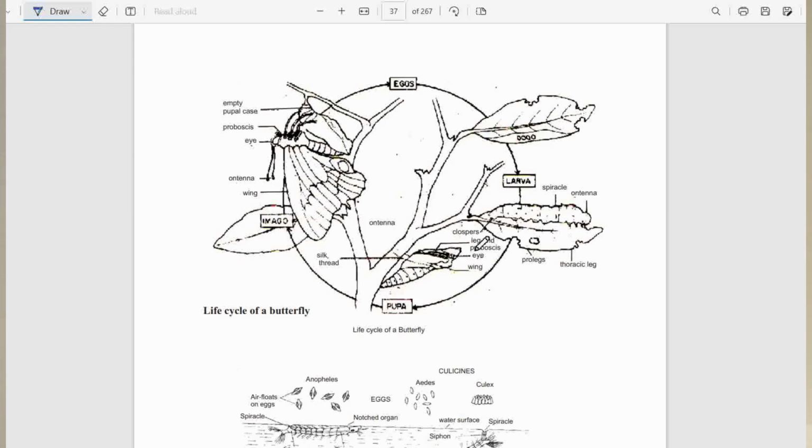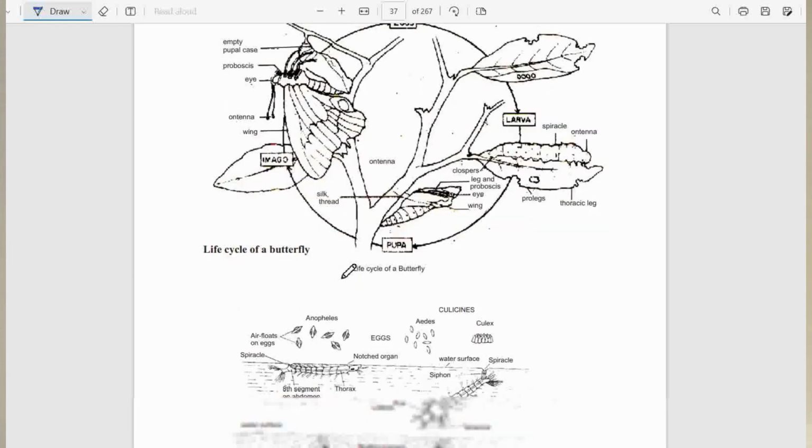For example, this is not too clear diagram. The pupa actually attaches itself to any surface using what is called the silk thread. You can already see the wing developing in the pupa. You can see the proboscis. You can see the leg and the eyes of what will be the adult butterfly in this pupa case, or the chrysalis.